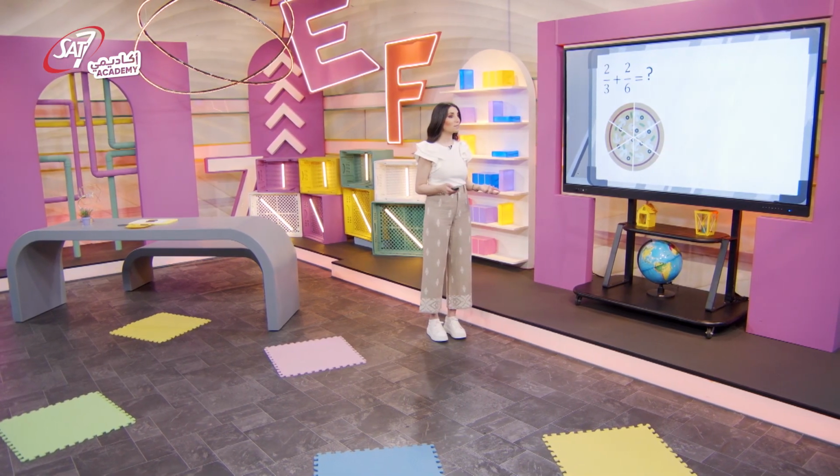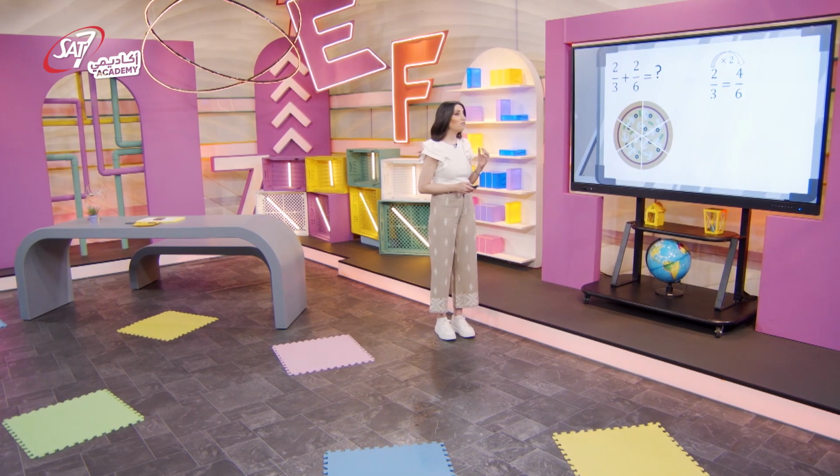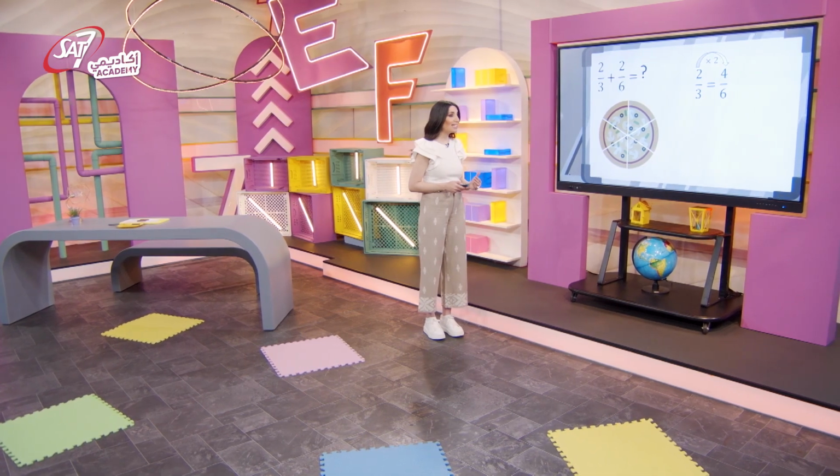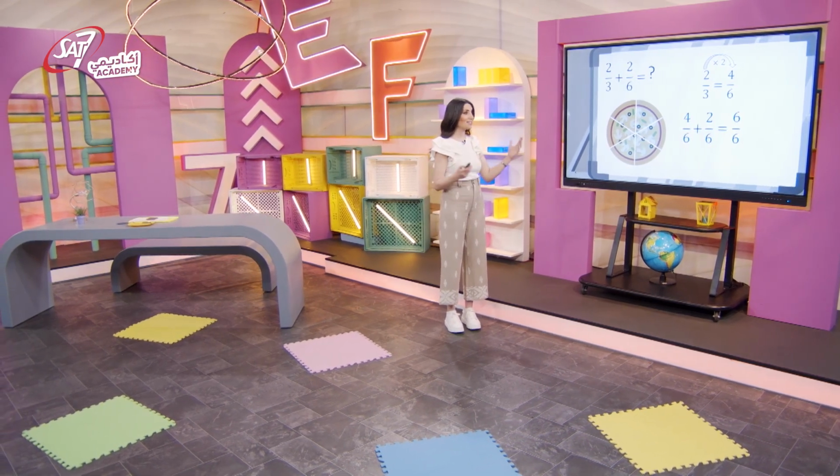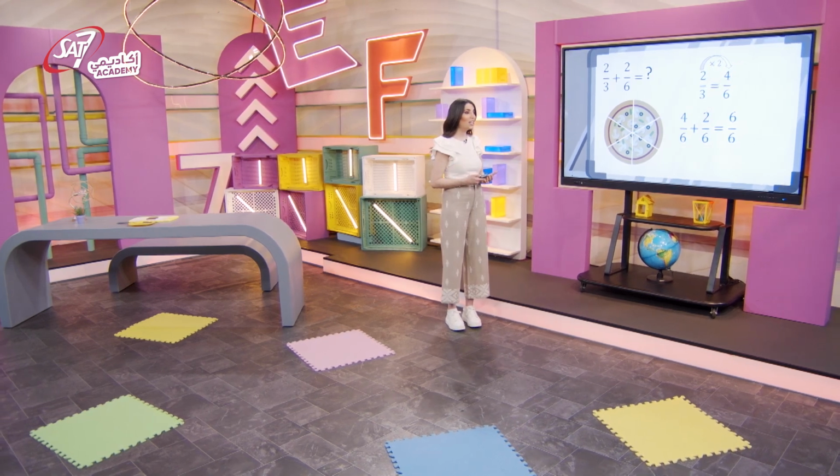What do you notice? If we multiply 2 over 3 by 2, this fraction would be equal to 4 over 6. The first person ate 4 out of 6, and the second ate 2 out of 6. The pizza was fully eaten. 4/6 plus 2/6 equals 6 over 6. Together, they ate 6 slices of 6, which means the whole pizza.